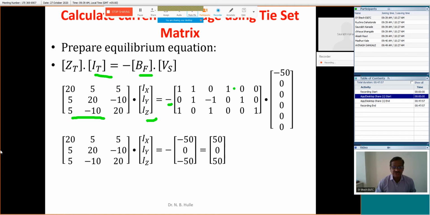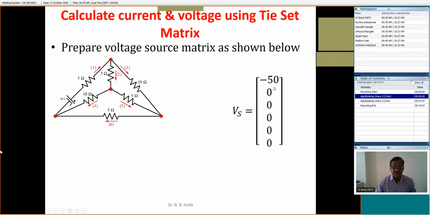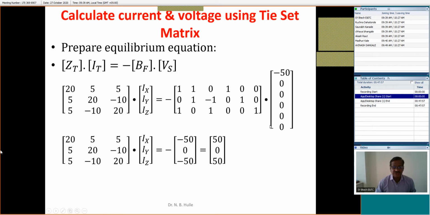This is the fundamental tie set matrix. This is VS. Now look at it. This VS we have copied from the previous slide, which we have taken from this particular slide. Look at it. This is VS. I have taken that VS case.